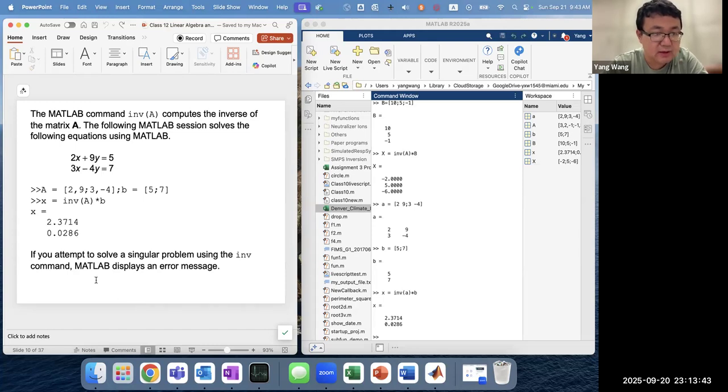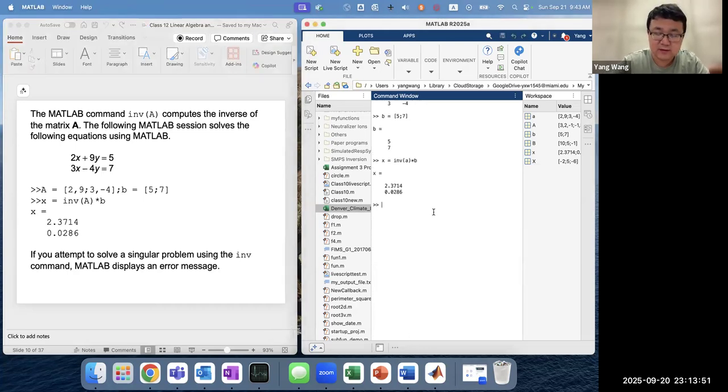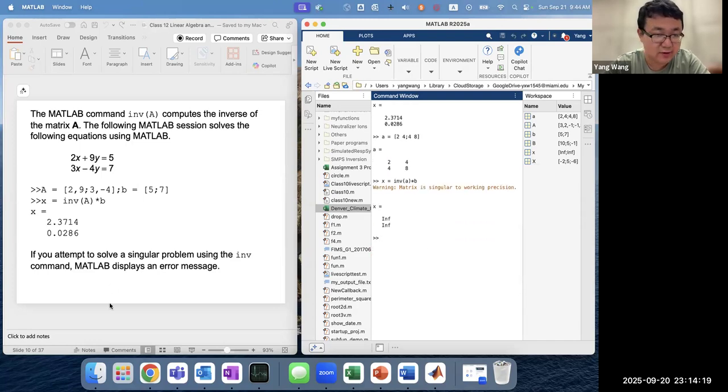This is a solution. But if you try to solve a singular problem using the inverse of A, then you will end up having an error. So for example, let's define A being 2, 4, and then 4, 8. If you see for this matrix, it basically means that the second equation is just the double of the first equation. And now if you try to solve this equation, it's going to say that the matrix is singular to working precision. So you're going to get an error.